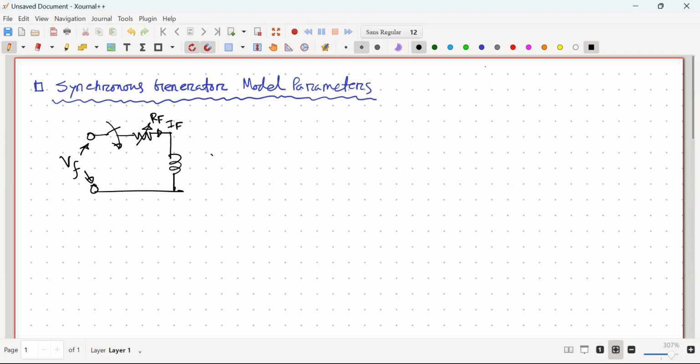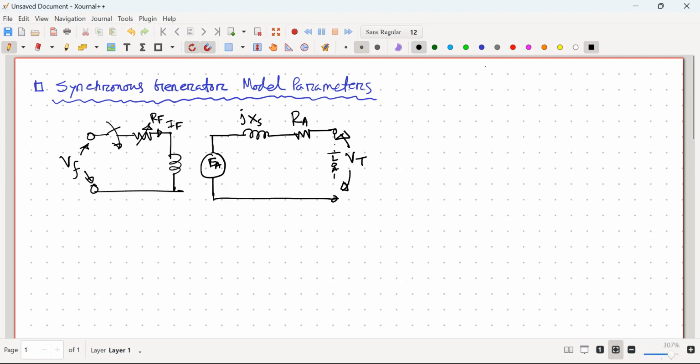And due to this field, we have the armature voltage EA, and here we have the synchronous reactance XS and the armature resistance RA. On the output side, we have the terminal voltage VT. If the load is connected, meaning an electrical load, then there will be a current IA flowing. If there is no load, IA will be 0.